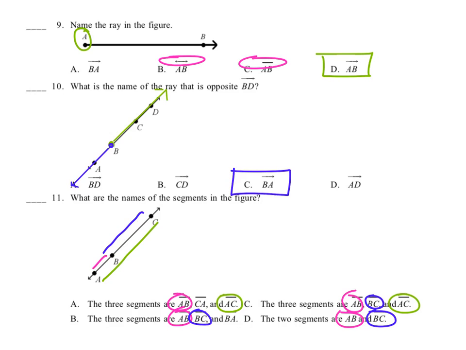Okay. A to B and B to A are the same segments for answer B. For answer A, C, CA, and AC, they're the same segment, right? They're just naming them twice. The one that's got all three segments named is answer C.